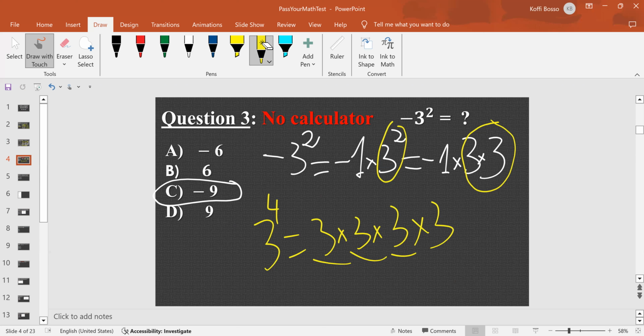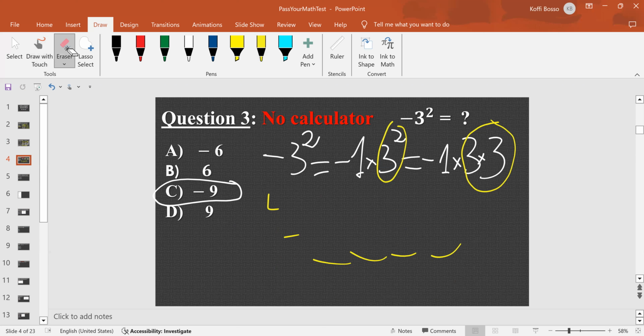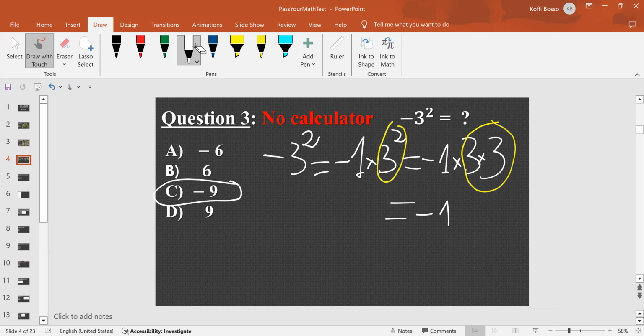So I repeat this 4 times. That's the meaning of exponent. Okay. Now, you'll see that the answer here will be what? -1 multiplied by 9, which is -9. Therefore, the correct choice is C.